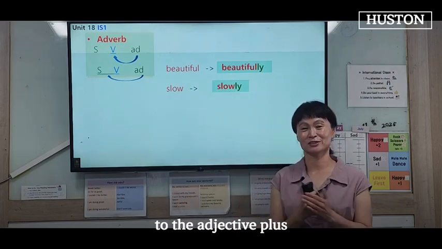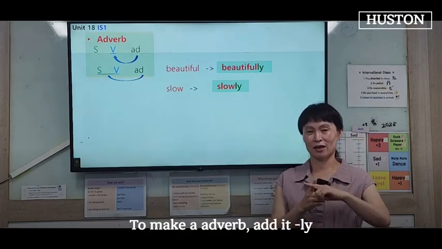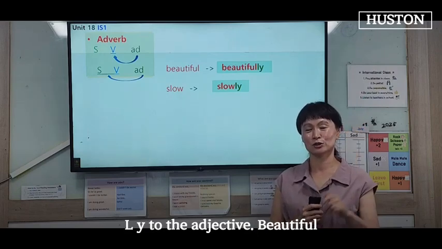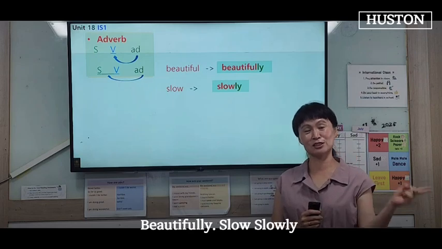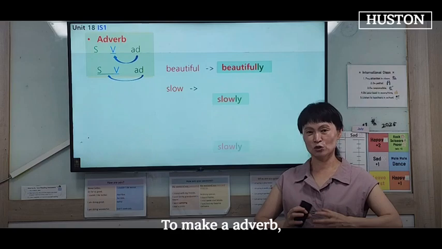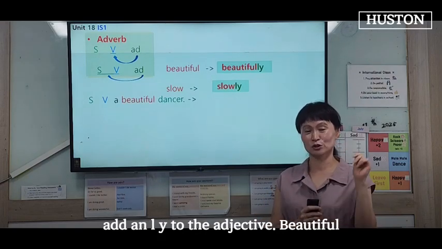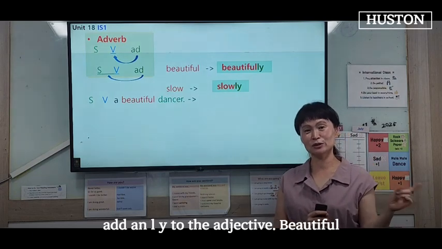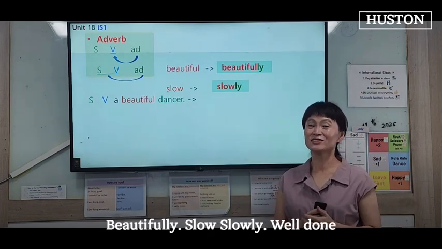To make an adverb, add ly to the adjective. Beautiful, beautifully. Slow, slowly. Teach. To make an adverb, add ly to the adjective. Beautiful, beautifully. Slow, slowly. Well done.